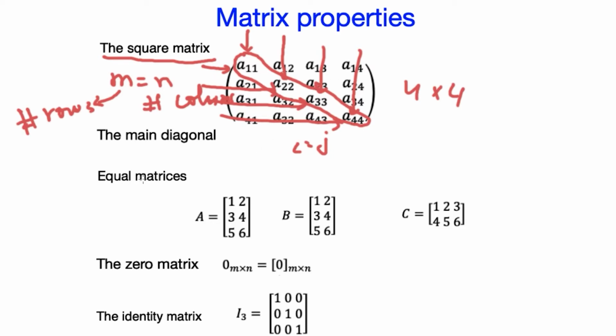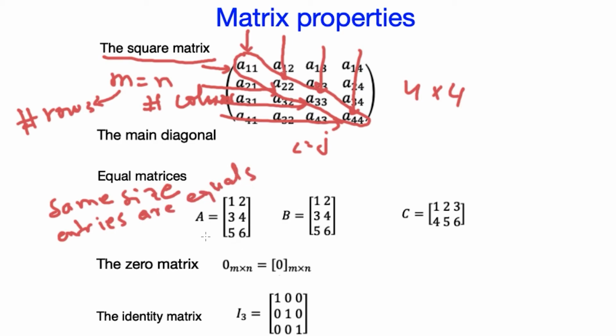And we say that two matrices are equal if they have the same size. So it means they have the same number of rows and the same number of columns, and the corresponding entries are the same also. So they have equal entries.